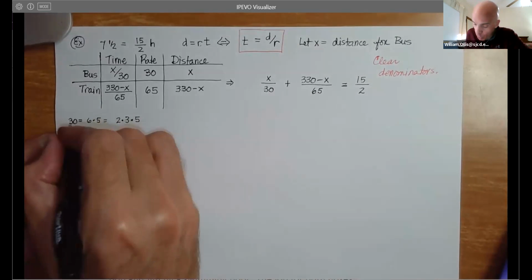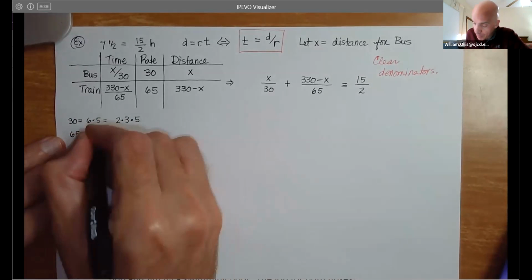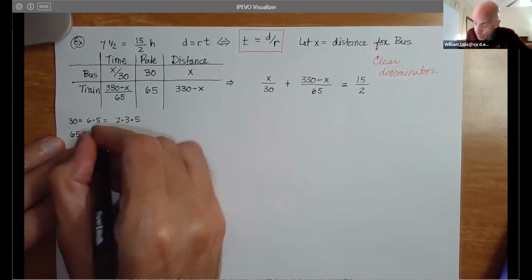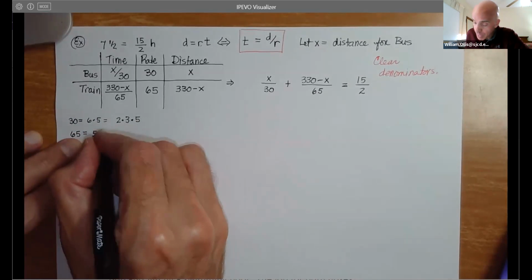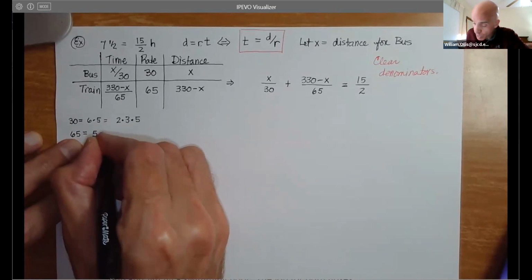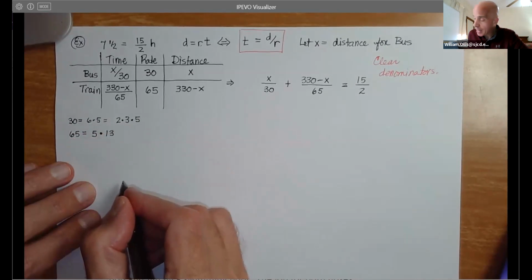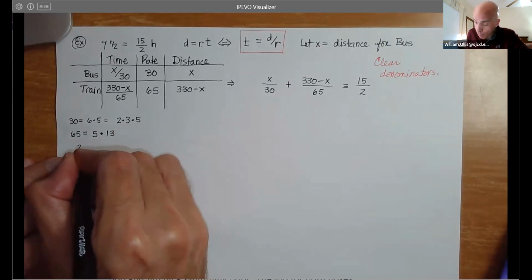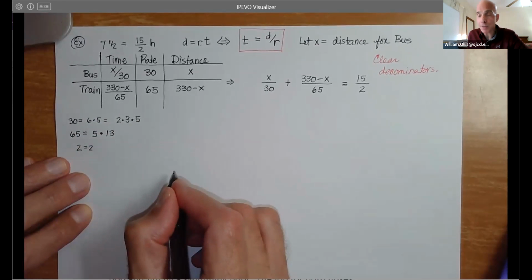65, we've already worked with this number. Again, this is 5 times 13. Divide by 5, we get 1, and then we've got a 15. Divide by 5, that gives us a 13. So we've already dealt with 65. And then 2 is 2. 2 is a prime number, so it's its own factorization.